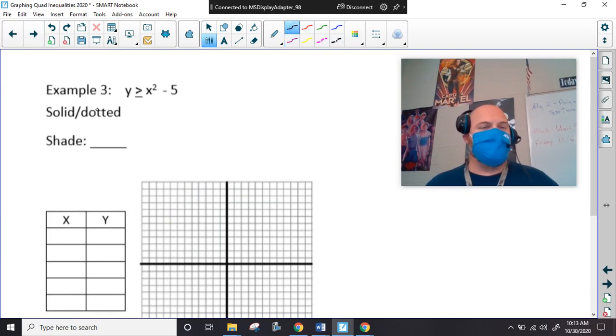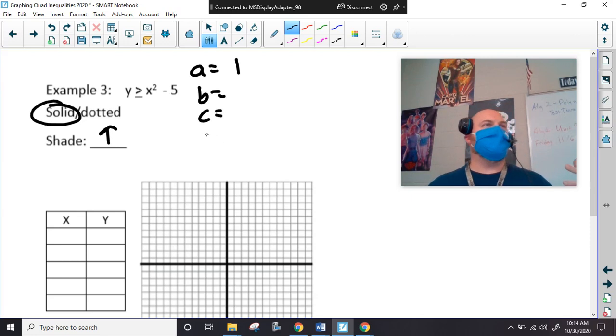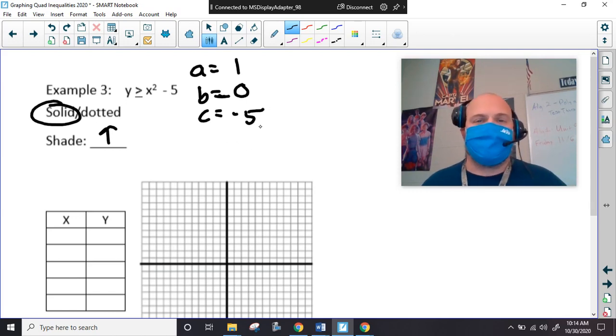So number 3, solid or dotted? Solid. Which way am I going to shade? Up. All right. My A is 1. What's my B and my C? What's B? 0. Very good. And C is -5.